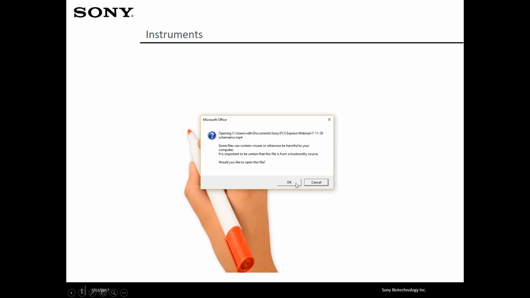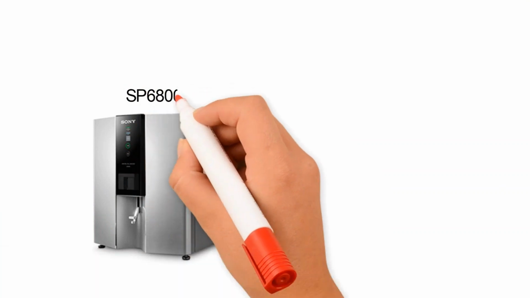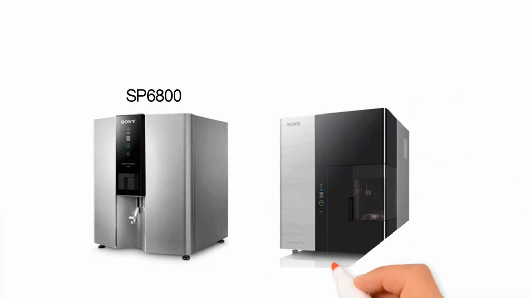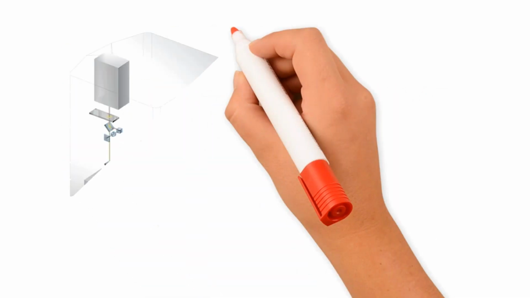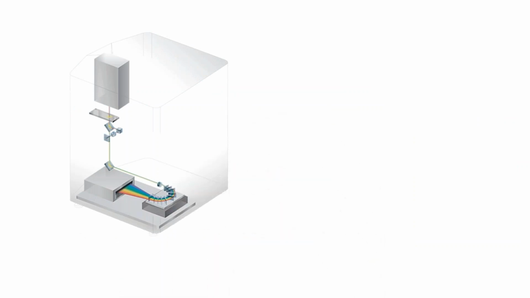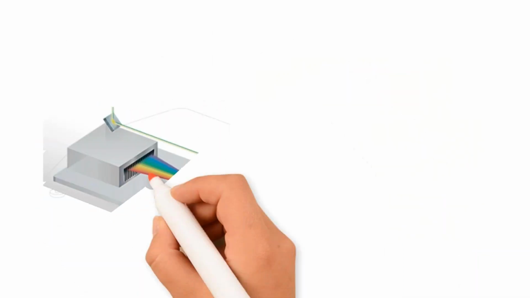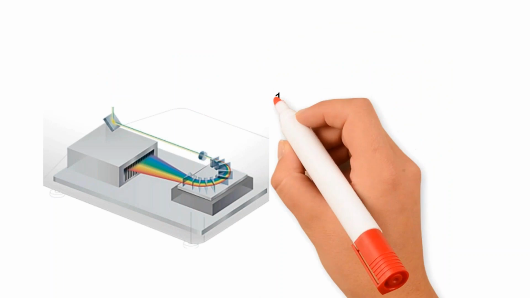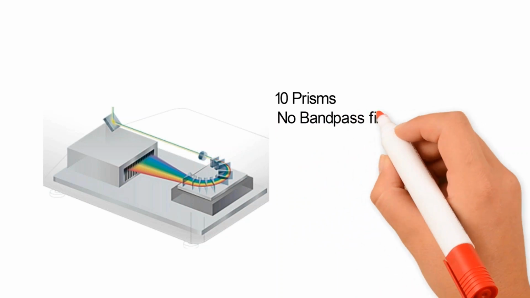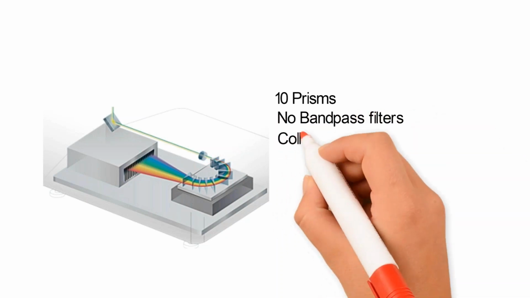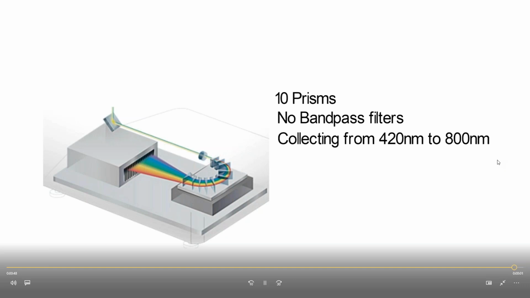So let's talk about the instruments themselves. What I have here is the SP6800, and we also have the SA3800. Two differences are the SP has 3 lasers and the SA has 4 lasers. But what both of these have in common is how they collect the light. It's very unique to Sony. If we look closer, what you can see is that we collect all of the light with a 10 prism system. This 10 prism system has no bandpass filters, which is very unique, and we're the only ones that have that. We collect all of the light from 420 nanometers to 800 nanometers.